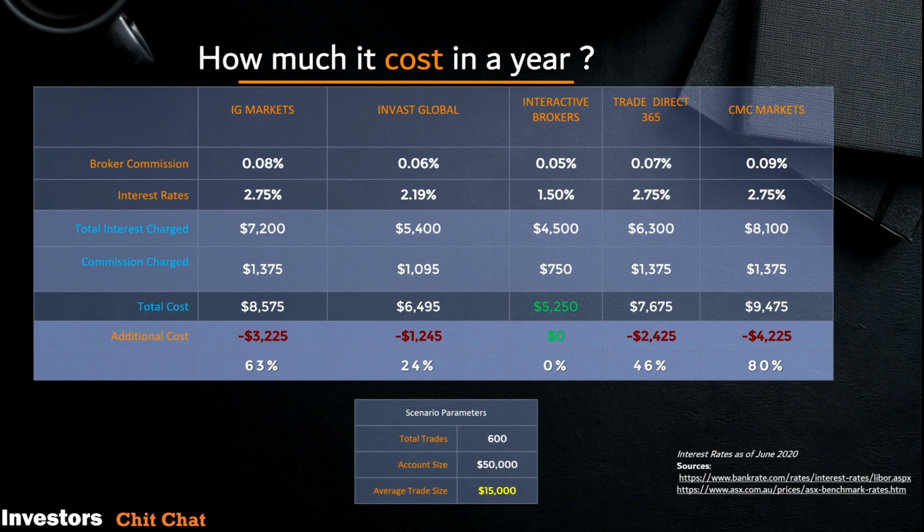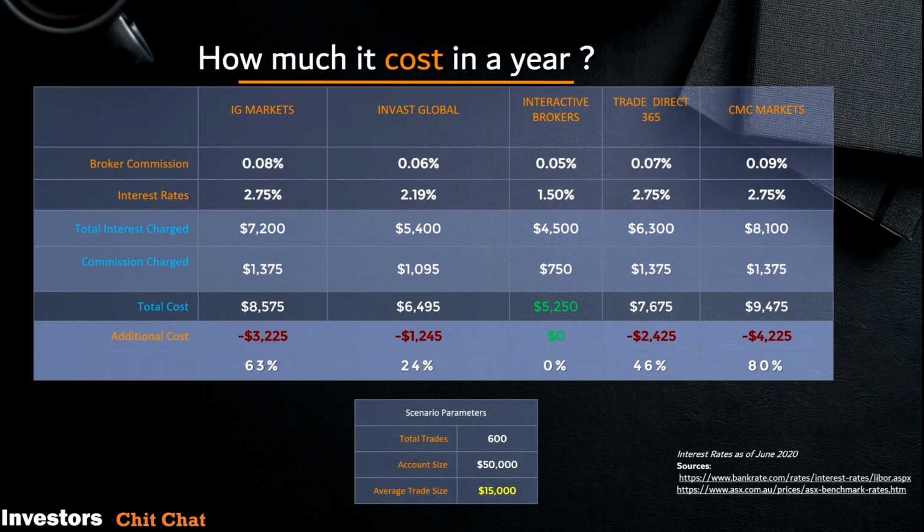Here, clearly again the winner comes out to be Interactive Brokers, with $5,250 total commission that you pay in a year. Here, it is clearly obvious that TradeDirect 365 could not hold against Invest brokers because of the 1.01% commission difference and also the change in the interest rate. Also, if you observe all the interest rates that you are seeing, the amount of interest that you pay throughout the year is 3 times more than the brokerage commission itself.